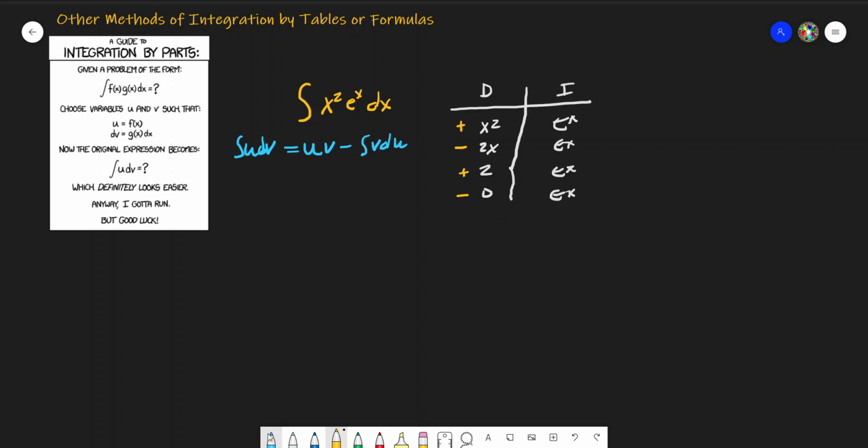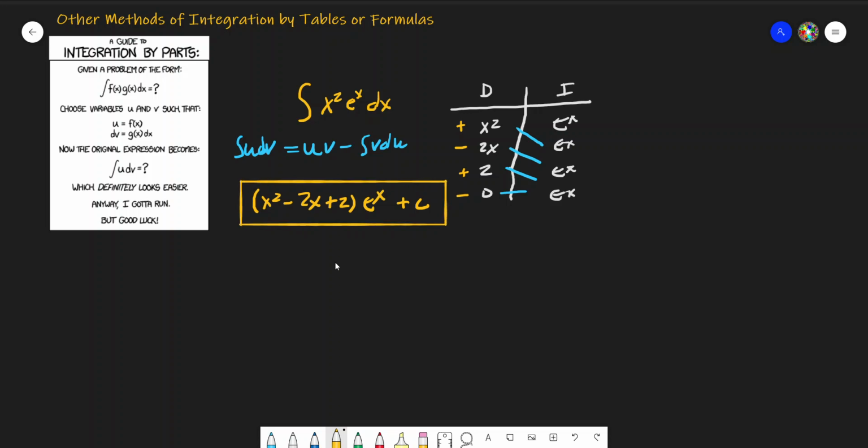And then when we put it all together, we have x squared times e to the x minus 2x times e to the x plus 2 times e to the x, and then finally we have the plus c. So then I can write down my solution as finally x squared minus 2x plus 2 times e to the x plus c, and okay, it looks simple enough.